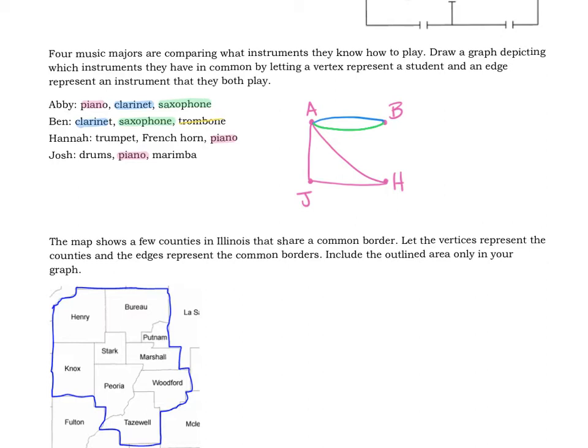Okay. Then moving on, Ben plays trombone, but no one else does. So really, I don't even need an edge to represent the trombone. Hannah plays the trumpet. She's alone in that, and the French horn. And Josh drums and marimba. So those are all unique instruments. So there should be no edges because those are not instruments that are shared among more than one person.